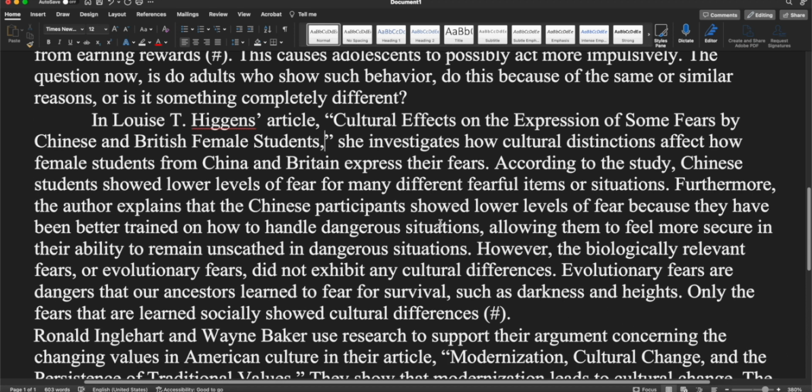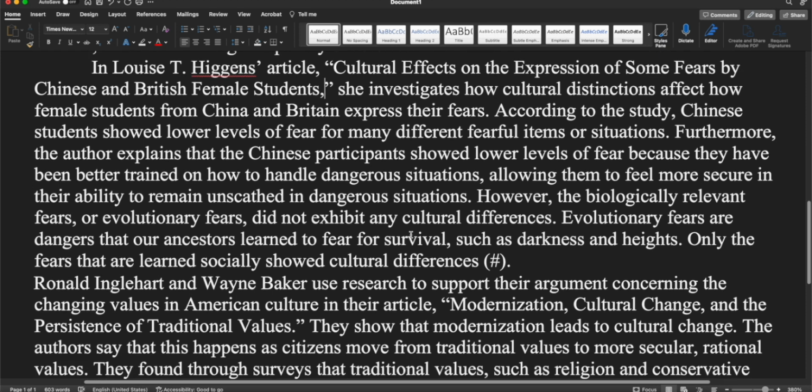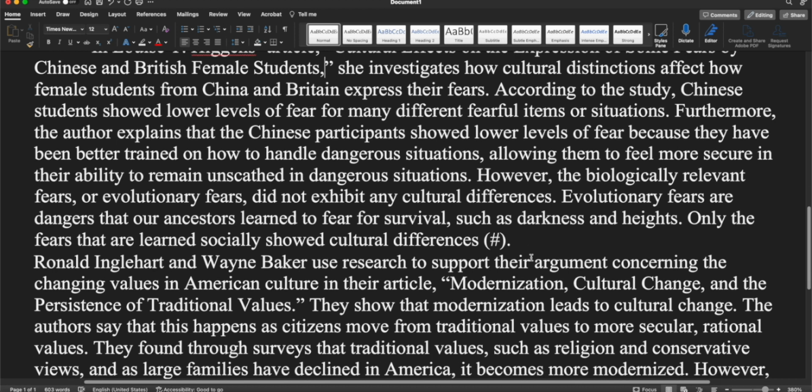However, the biologically relevant fears, or evolutionary fears, did not exhibit any cultural differences. Evolutionary fears are dangers that our ancestors learned to fear for survival, such as darkness and heights. Only the fears that are learned socially showed cultural differences.